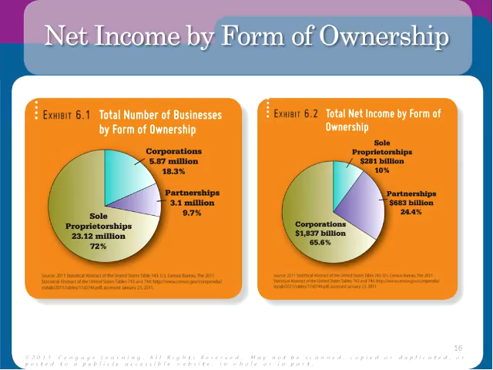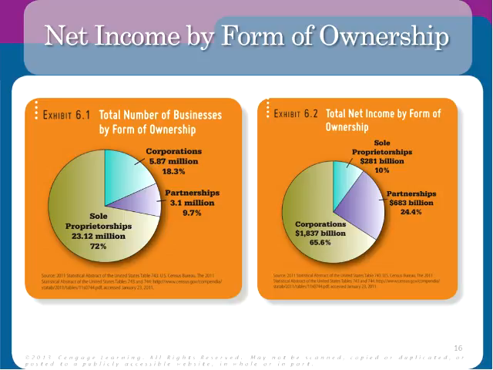Okay, let's look first at the net income by form of ownership. I thought this was really interesting. If you're on a tablet, this may be hard to see, so you might want to pull it up on a laptop later. If you look at Exhibit 6.1, the total number of businesses by form of ownership, you'll see that sole proprietorships get the biggest chunk of the pie. 23.12 million, or 72% of the businesses, are sole proprietorships.